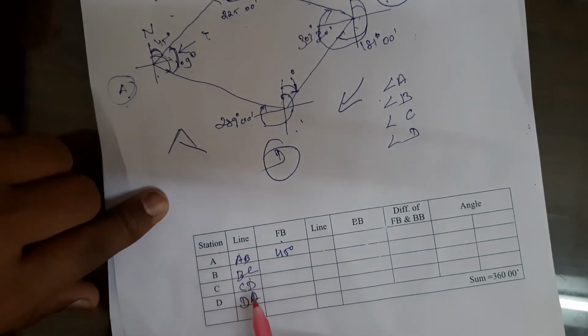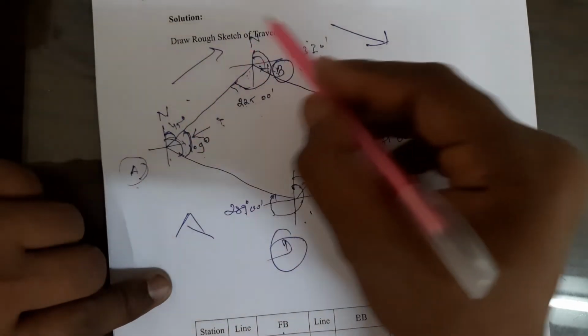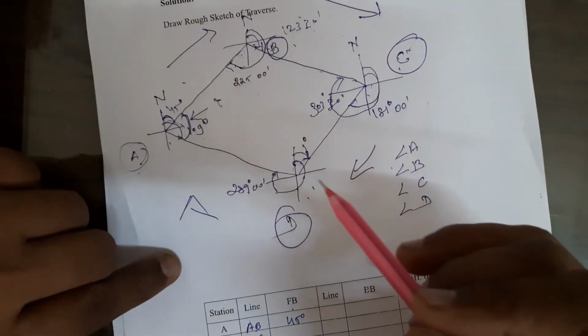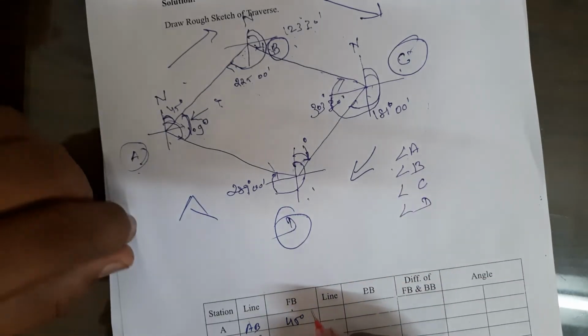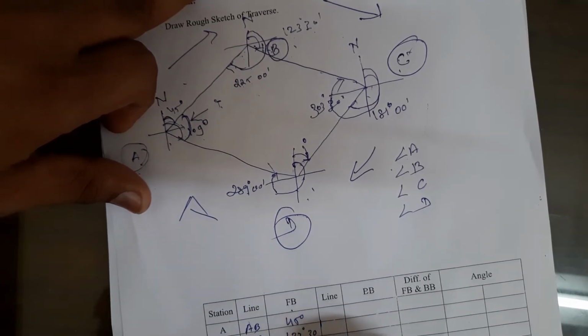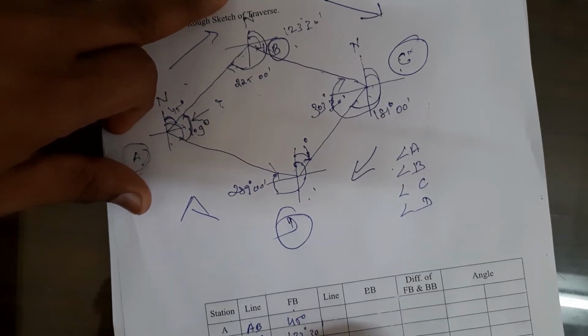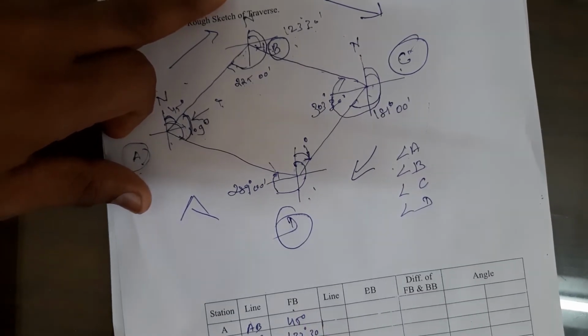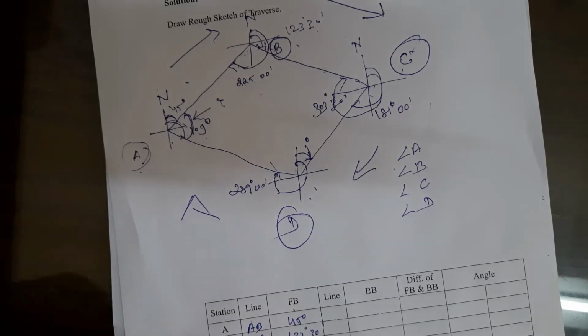So AB, BC, CD and DA is your forward direction, which means it is a forward bearing. Now put values like 123 degree 30 minutes, 181 degree 0 minute, 289 degree 00 minute. Okay, now what next? Back bearing.